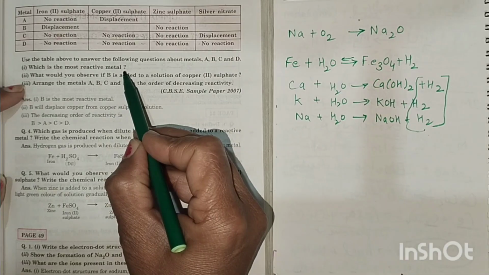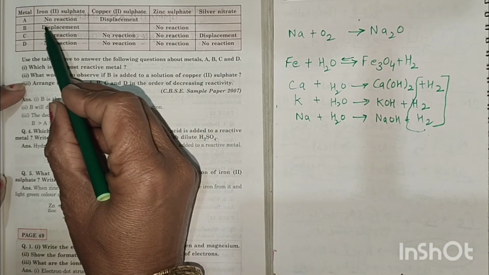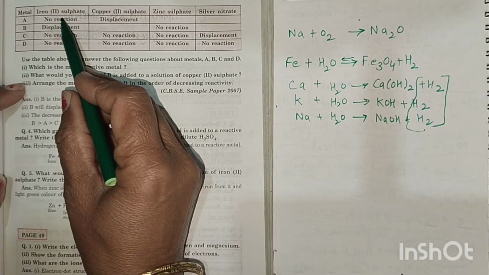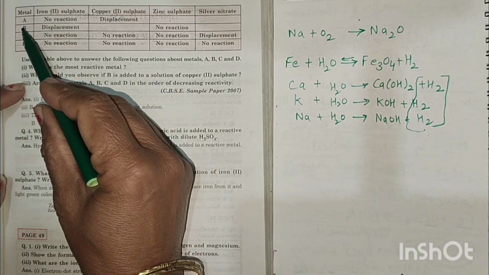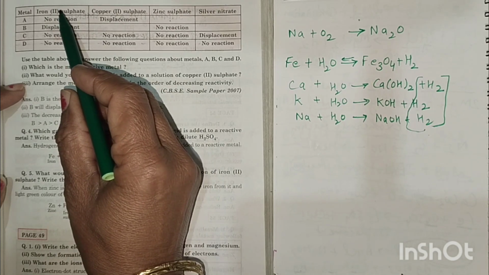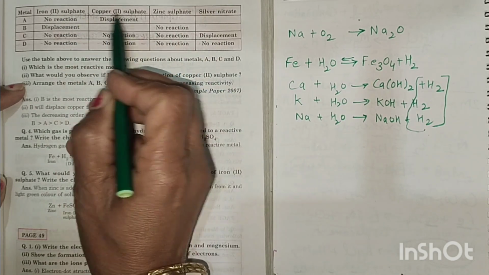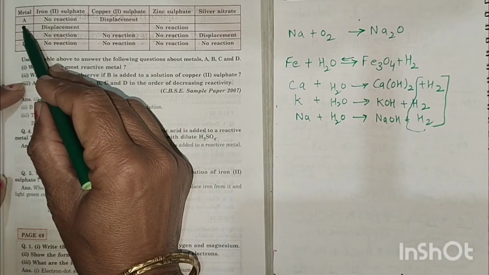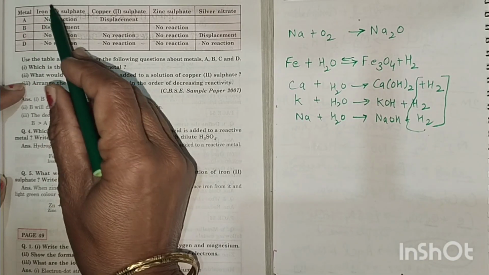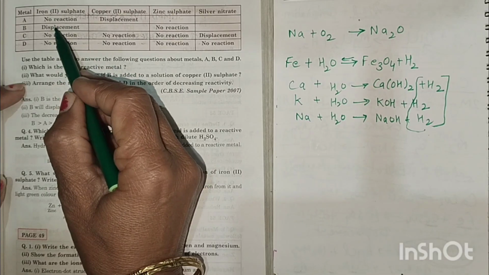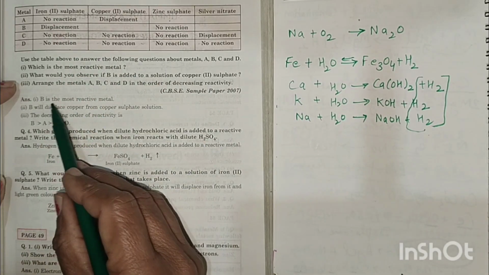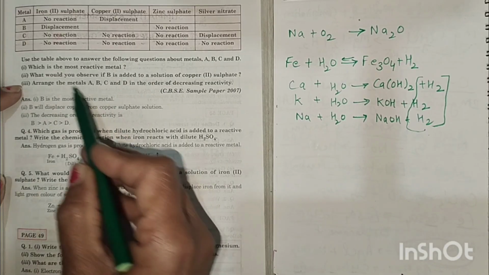Which is the most reactive metal? Metal B. Metal B is most reactive because here no reaction, no reaction, no reaction. Only metal B reacts with iron sulfate, and iron is the most reactive of these four. Here B displaces the iron. A displacement reaction takes place and this is the most reactive. B is the most reactive metal.